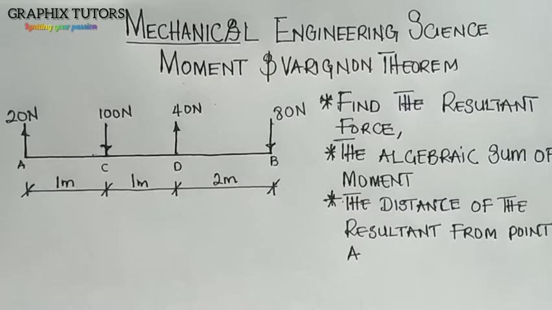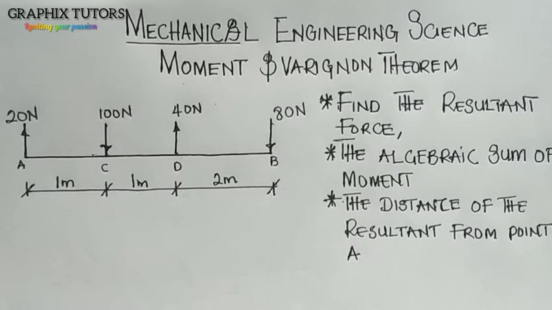The Varignon theorem. The Varignon theorem states that the sum of moment of all the forces will be equal to the moment produced by the resultant force. As we move further, we're going to explain that to you. Right? So we use the Varignon theorem to know the distance of the resultant force acting on this parallel force here. Right? So let's see how we apply that.